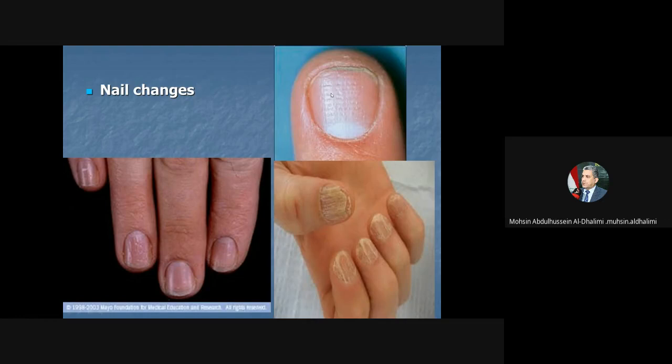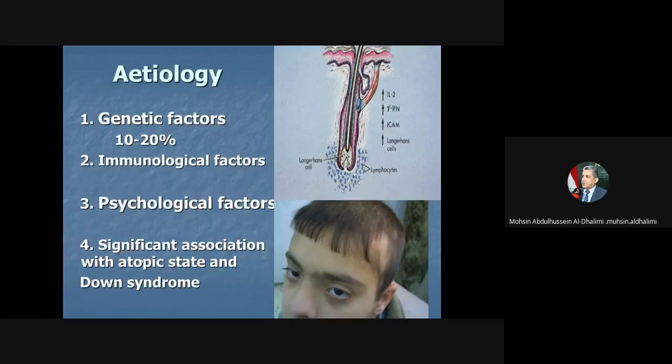بالالوبيشيا ريات usually يصير linear, regular pitting and superficial or shallow pitting. بينما بالسورايسيس يصير deep pitting, more deep and irregular, not regular.